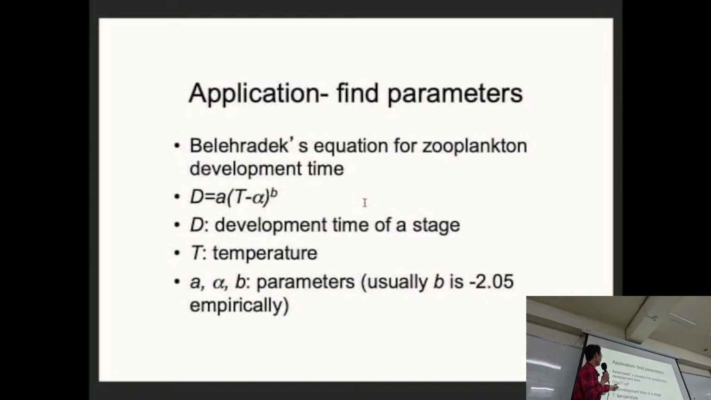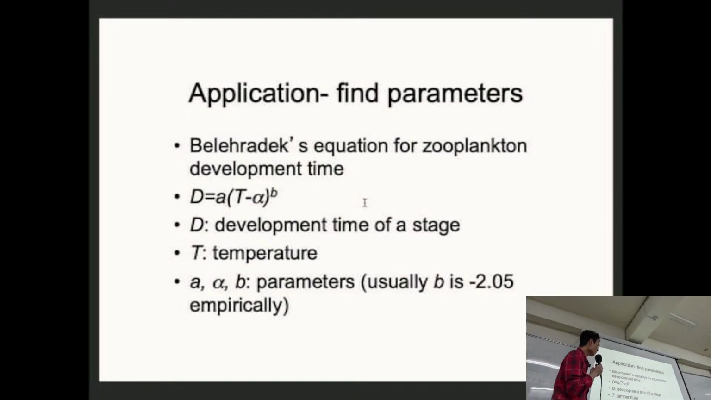But a, alpha and b are parameters that you have to estimate. You do an experiment: you culture the zooplankton at different temperatures, and then you see how many days they take to develop to the next stage. Then you can fit and get those parameters.